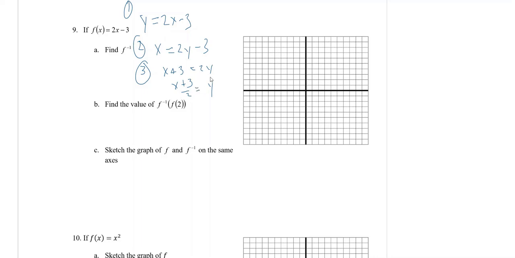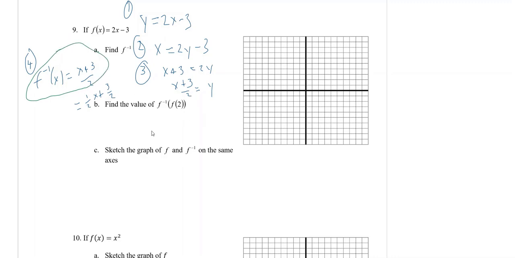And then we'll call that f inverse. So that's the fourth step: change it back to function notation. Call it f inverse. F inverse of x is x plus 3 over 2. Or if you prefer slope-intercept form, that would be 1/2 x plus 3/2. It's just the same function written in slope-intercept form. So that's your inverse function.